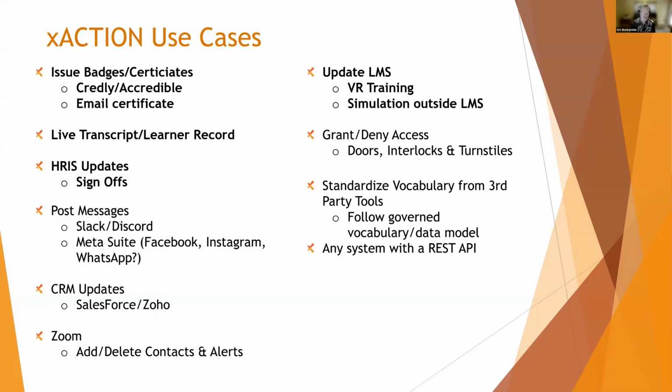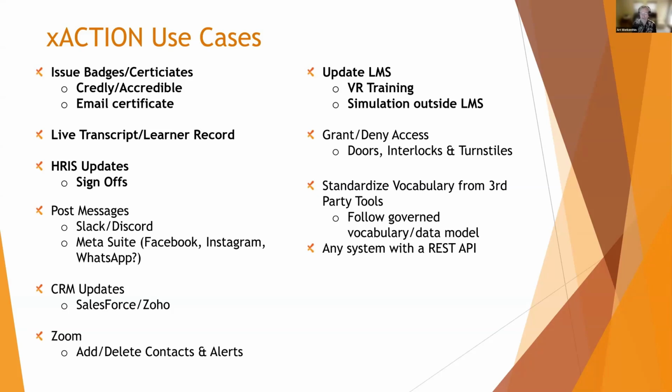Another thing that we did with this example with Sarah's product is the live transcript or a learner record. We were able to write an entry to an online service that said, here's a list of all of the training that's completed, and we have the xAPI statements to show that it was done. You could also update things like an HRIS if you just wanted to sign off that somebody did the training and the HRIS has a REST API. xACTION could call it and let the HRIS know that the action had been completed, or a curriculum had completed, or a competency had been met, or just update an LMS.